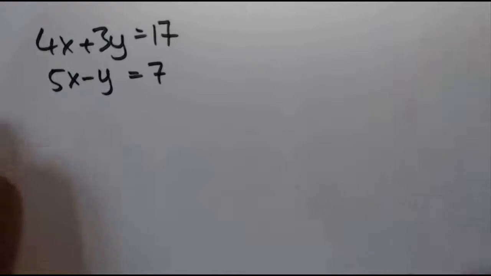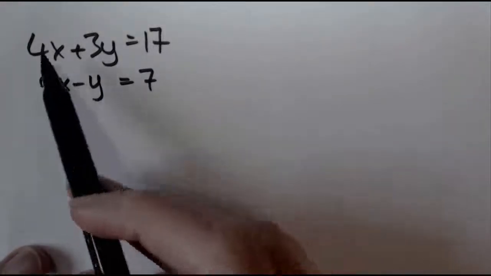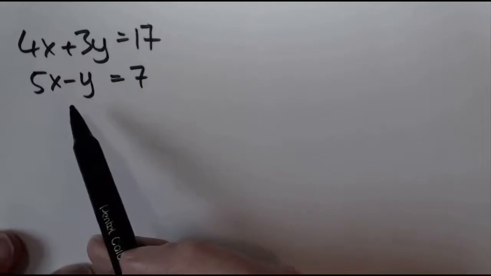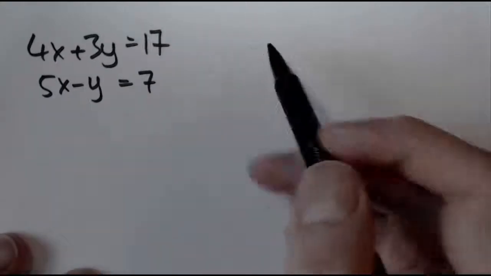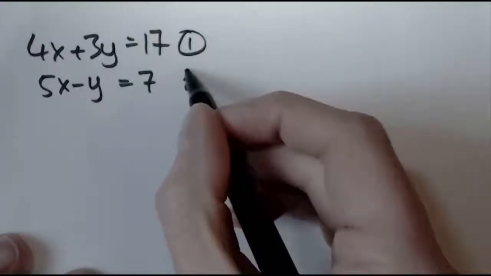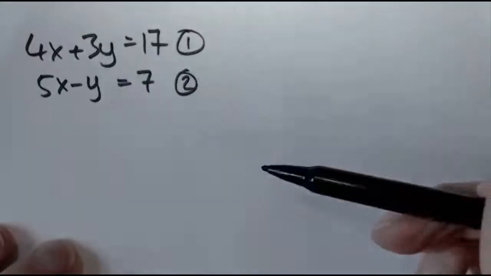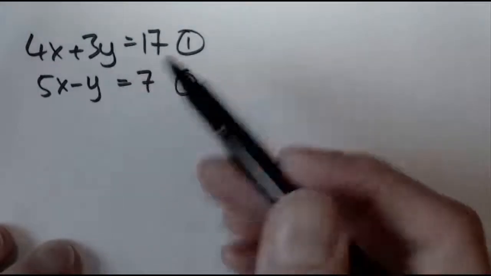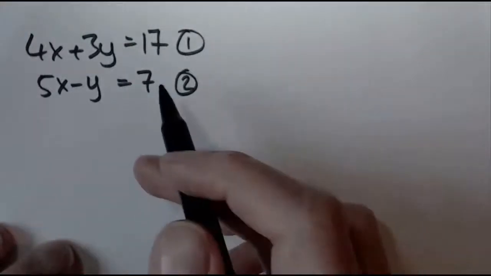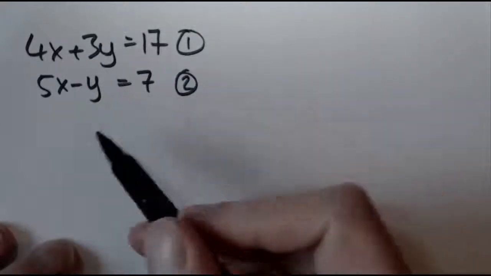Here's an example of simultaneous equations. We've got two equations and we're going to try and find both of these unknowns. What we need to do first of all is eliminate one of these unknowns. So I'm going to number these equations and I'm going to try and get rid of the y's. We've got 4x plus 3y equals 17, we've got 5x minus y equals 7. I'm going to try and get this up to a minus 3y, and then we can add these equations and we'll get rid of the y.